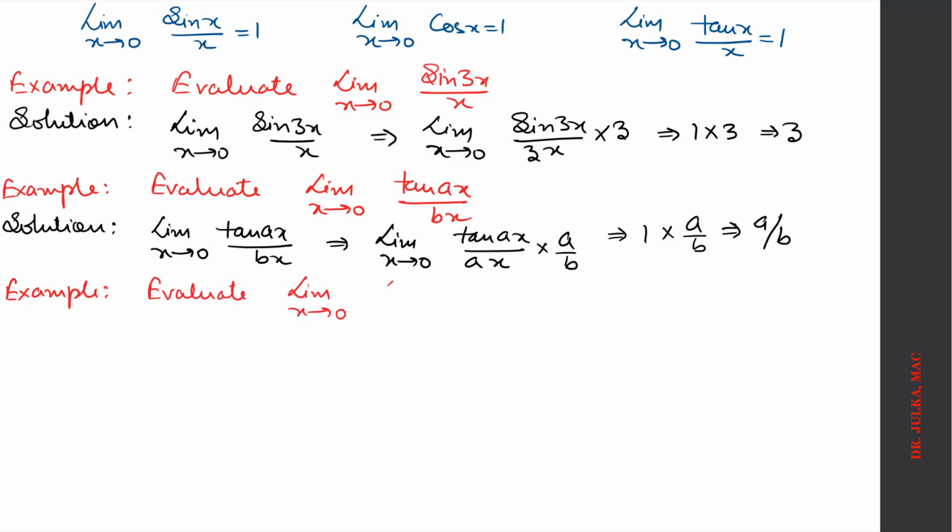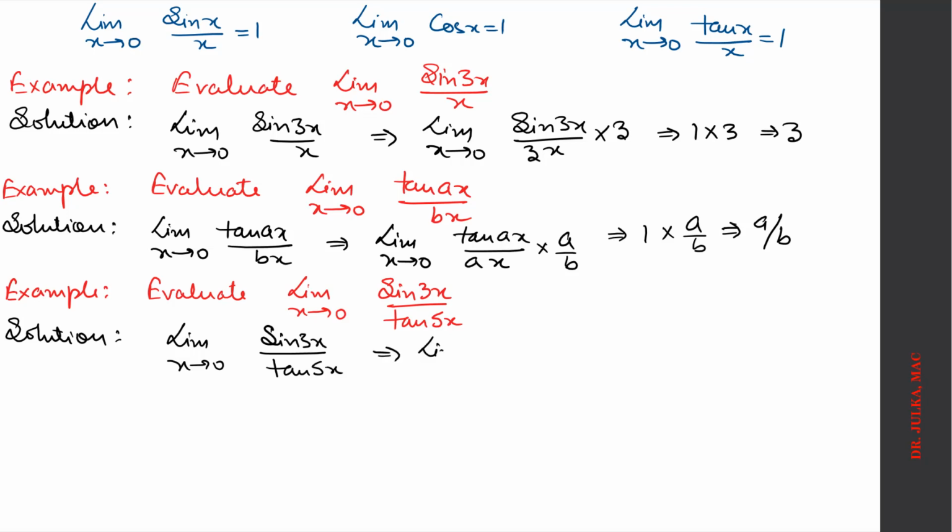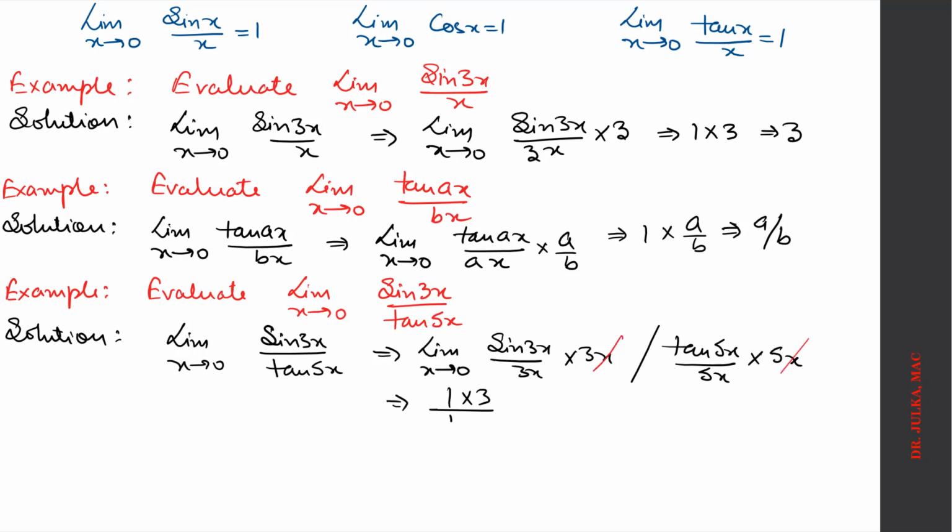Next example. Evaluate limit x tends to 0 of sin 3x divided by tan 5x. When we solve this, in the numerator we need sin 3x upon 3x, so we divide the numerator by 3x and multiply it by 3x. In the denominator we need tan 5x upon 5x, so we'll divide by 5x and multiply it by 5x. And in the numerator and denominator we'll cancel x by x. And now we have 1 multiplied by 3 divided by 1 multiplied by 5, and the answer is 3 by 5.